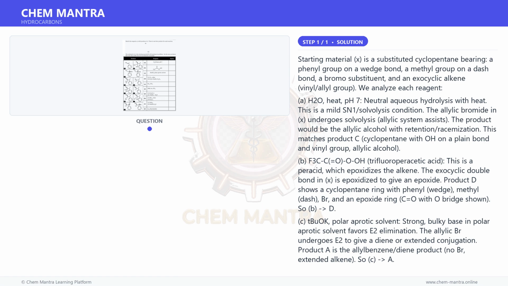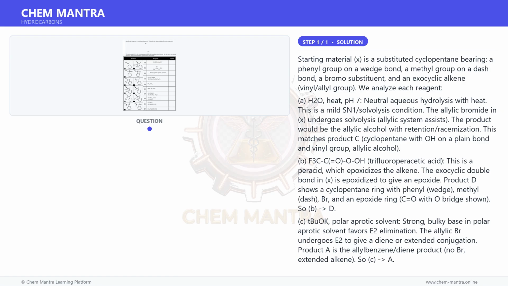So, B matches D. C: a strong, bulky base in a polar aprotic solvent favors E2 elimination. The allylic Br undergoes E2 to give a diene with extended conjugation. Product A is the allylbenzene diene product, with no Br and an extended alkene.